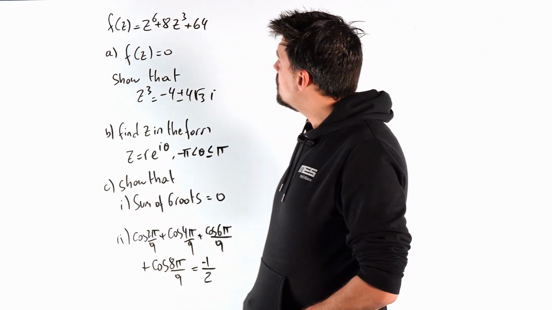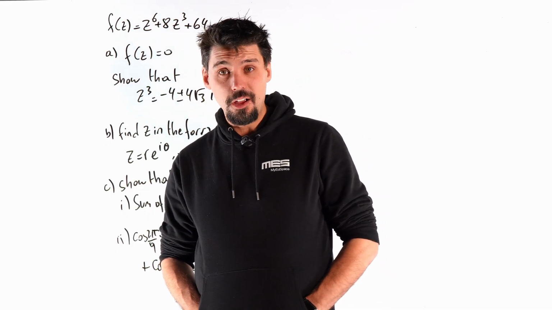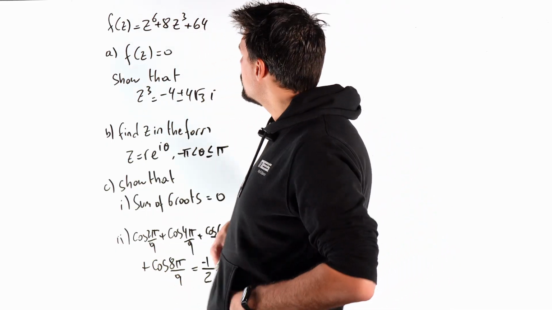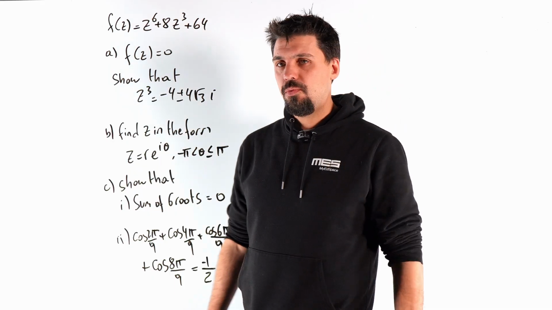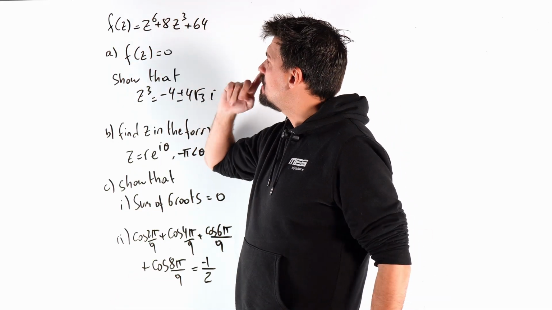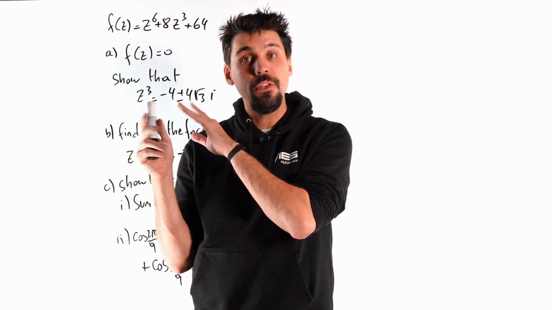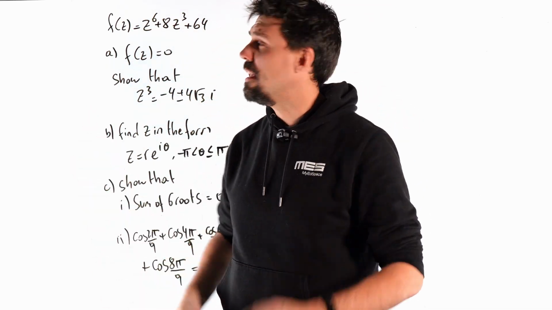Welcome back. We're going to do some complex number solution-y things, modulus argument vibes today. We have a sextic, a polynomial of degree 6: z to the 6 plus 8z cubed plus 64, and z can be complex. That's why we're using z and not x. Come on, do keep up.